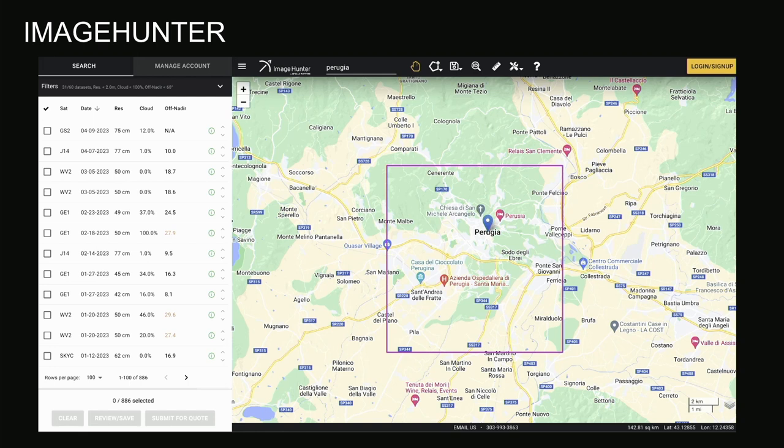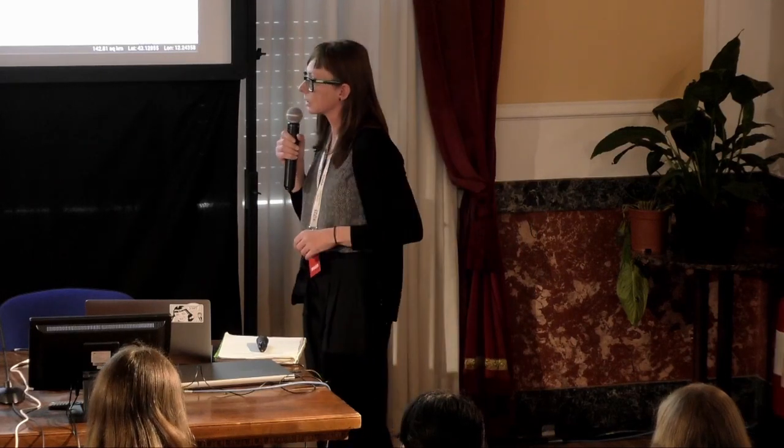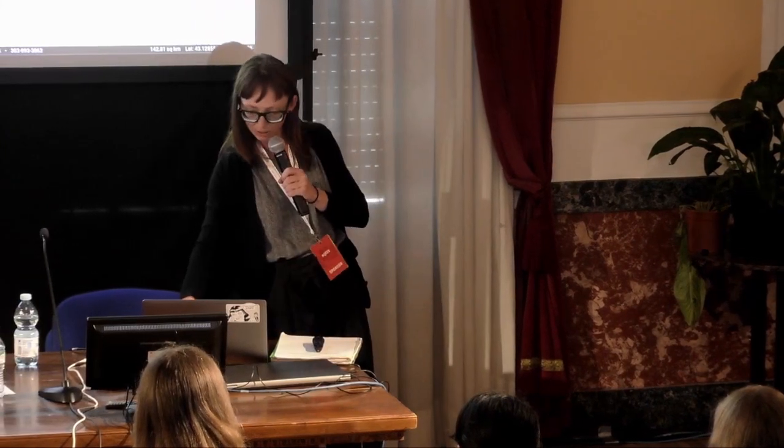This map, I also use this for investigative purposes because I will actually look at this map and figure out where people are trying to get images. So in Sudan, there are certain places that people are trying to get images right now, and I'm like, why is someone looking there? So I'll dig into it. I don't know who's trying to get images of Perugia right now, but.